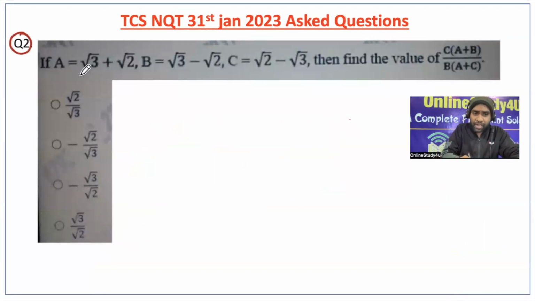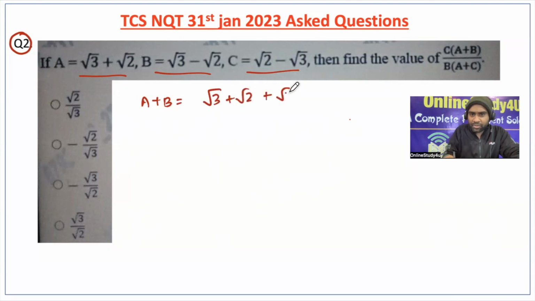Now question number 2. If a is this, b is this, and c is this, then find the value of c into a plus b. So let us first calculate what is a plus b. a is root 3 plus root 2, and b is root 3 minus root 2. So root 2 and root 2 cancelled, so a plus b will become 2 root 3. And what about a plus c? Again a is the same, root 3 plus root 2, and c is root 2 minus root 3.